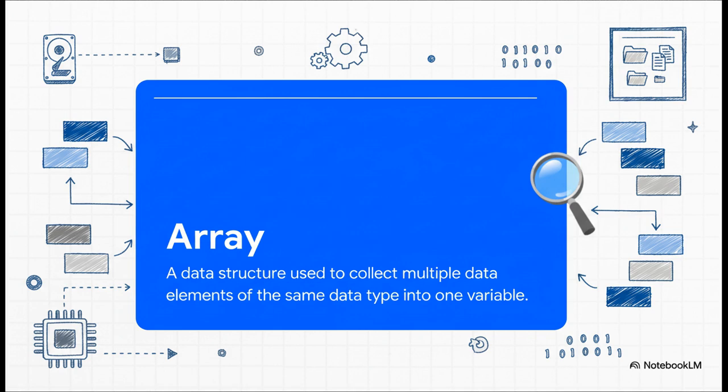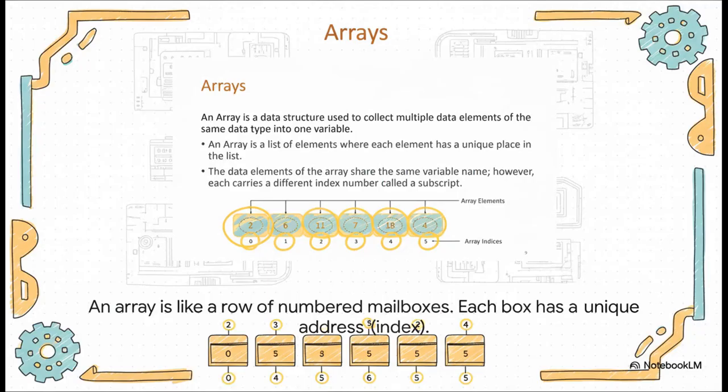So instead of making 10 different variables for 10 different test scores, you just make one array to hold all 10. It's all about simple, efficient grouping. And this is a fantastic way to visualize it. An array is just like a row of connected, numbered mailboxes. Each piece of your data, which we call an element, gets its own little box. And every single box has a unique address called an index, so you can go straight to the one you're looking for instantly.